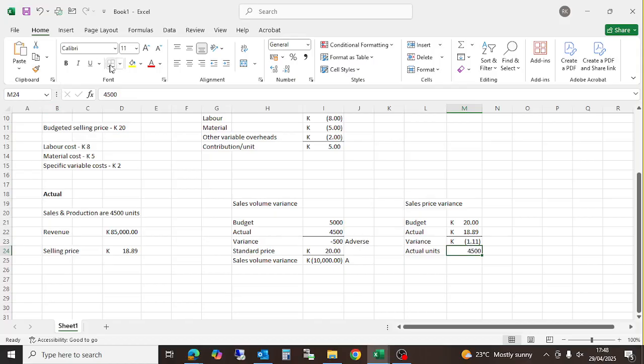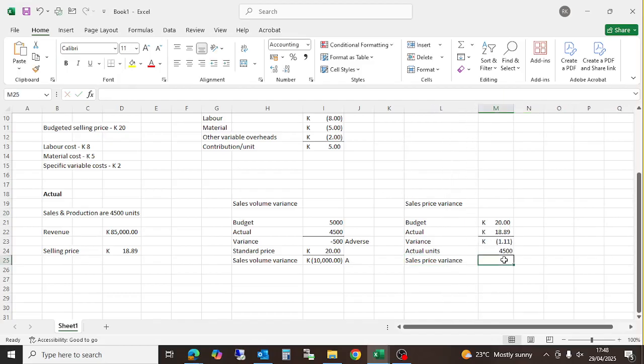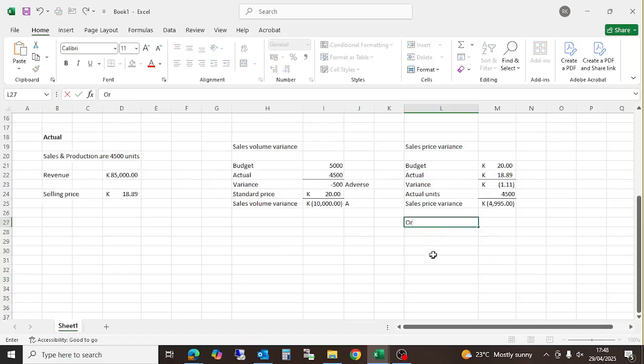So yeah, and then our sales price variance will be 1.11 times 4,500. It will be an adverse 4,995. Or there's another way you can solve it.